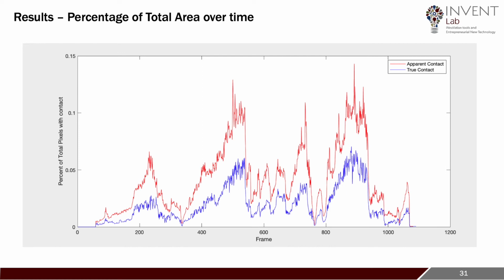You can see in this next graph the same data expressed as a percent of the total screen, and there's very little actual contact going on between your finger and a surface. Most of it is air gaps in the ridges between your finger and the surface. But on top of that, most of that apparent contact is also not even true contact.